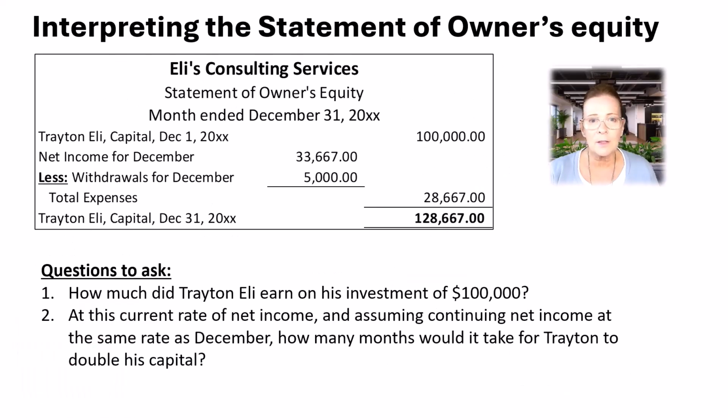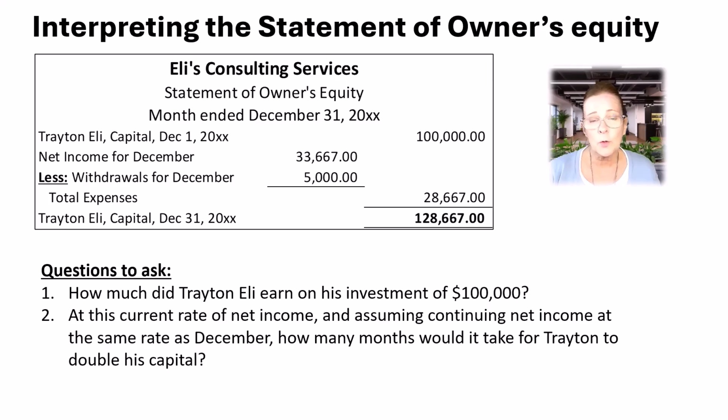Next, let's look at Eli's Consulting statement of owner's equity. Some of the questions we could ask are, how much did Trayton Eli earn on his investment of $100,000? To answer that question, we would take the net income for the period of $33,667 and divide it by the investment of $100,000, which would be 34%.